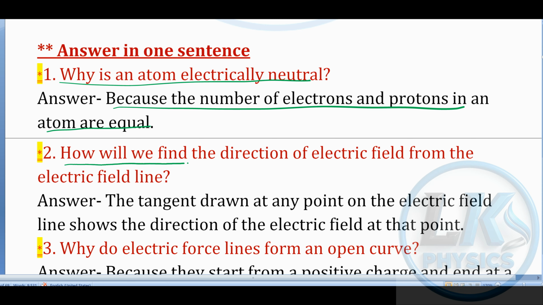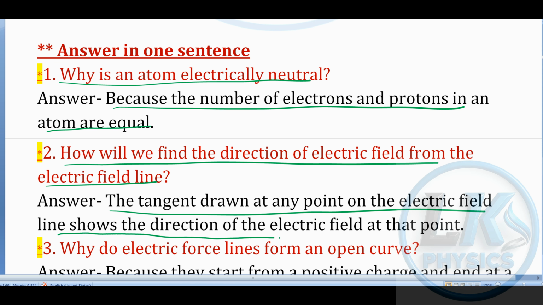How will we find the direction of electric field from the electric field lines? The tangent drawn at any point on the electric field line shows the direction of the electric field at that point. Draw a tangent at that point. This tangent will give the direction of electric field or magnetic field. If it is magnetic field lines, then it will give the direction of magnetic field intensity. If it is electric field lines, then it will give the direction of electric field intensity.